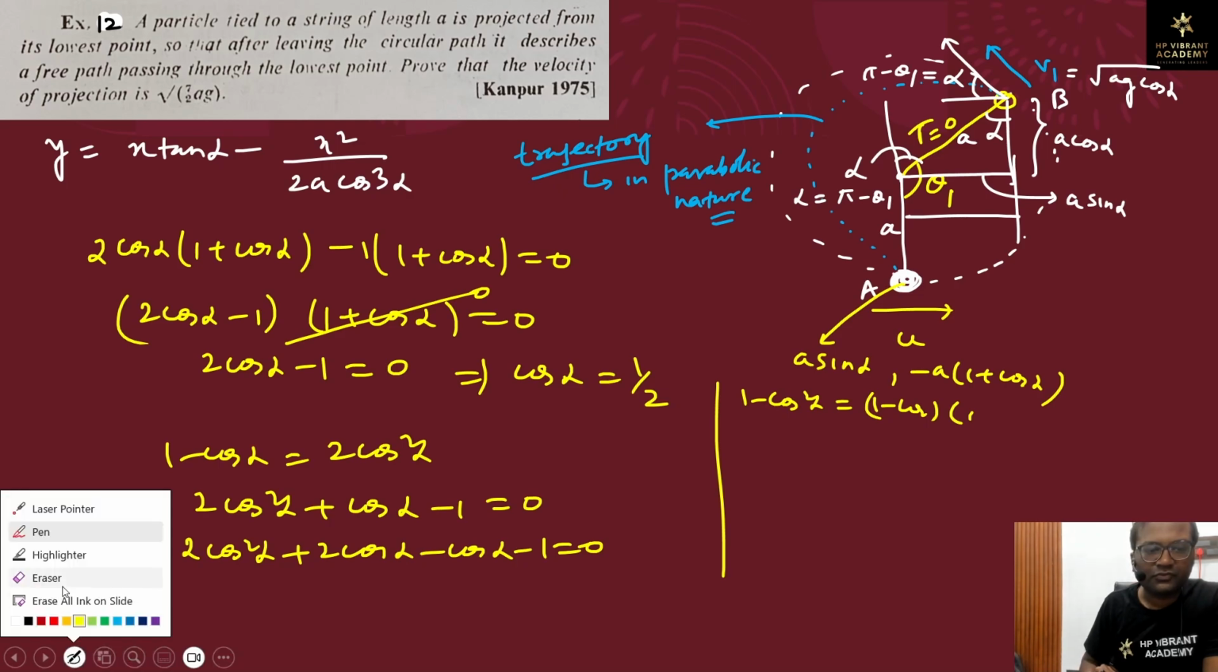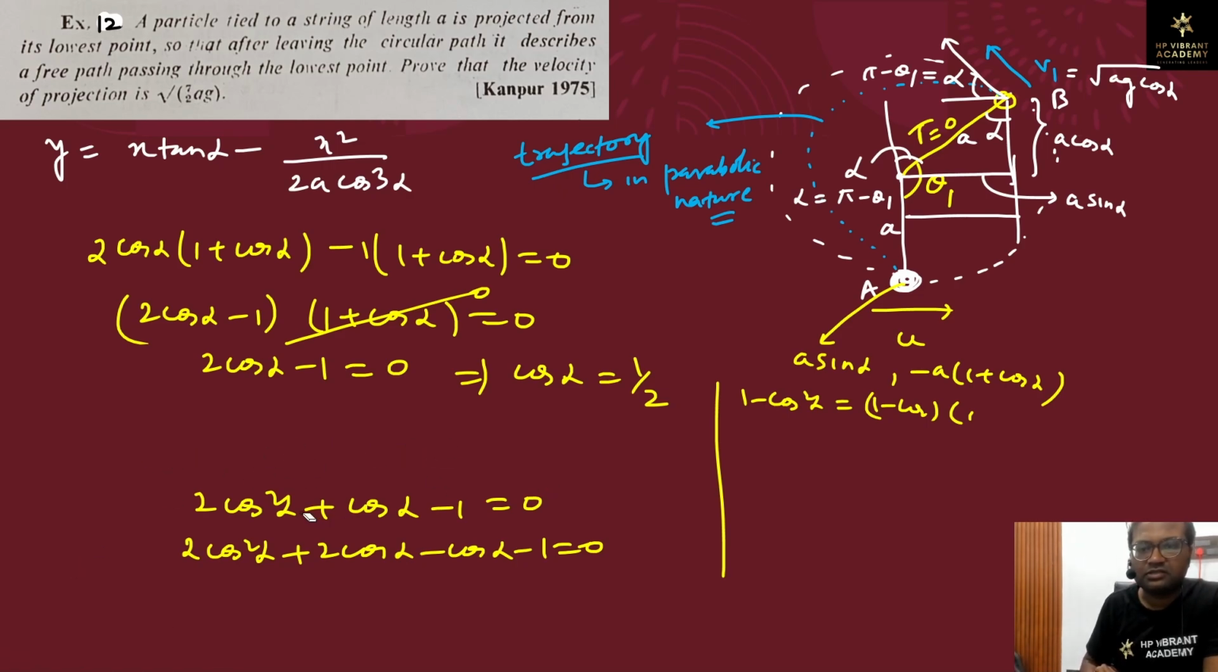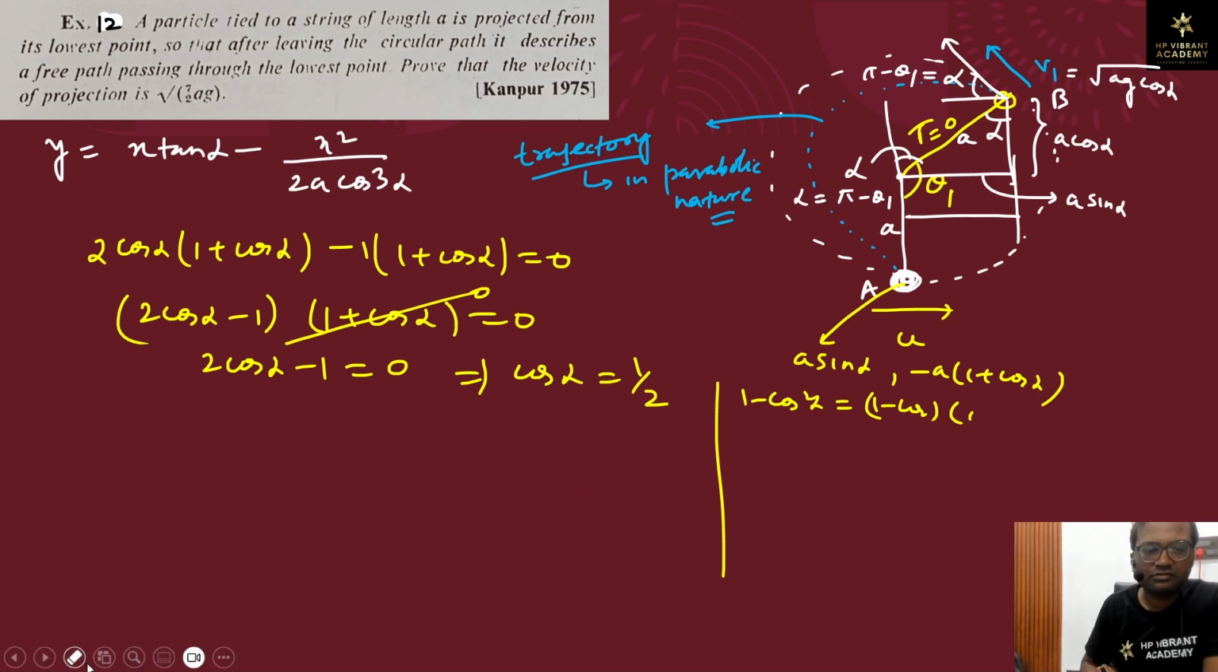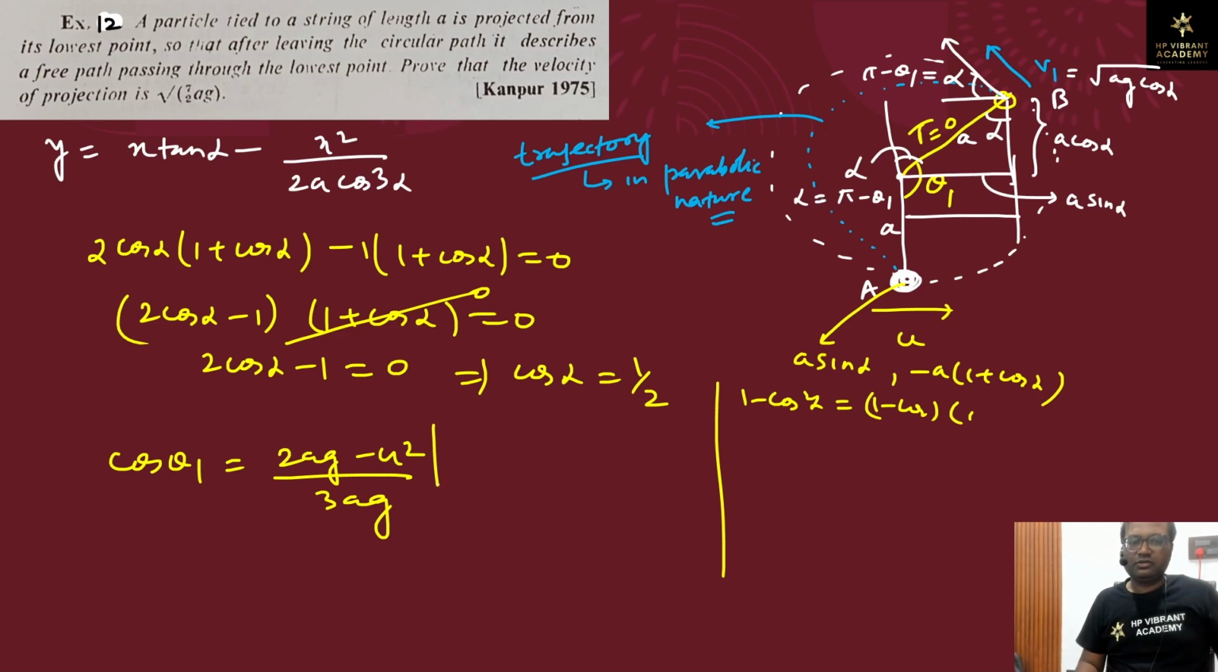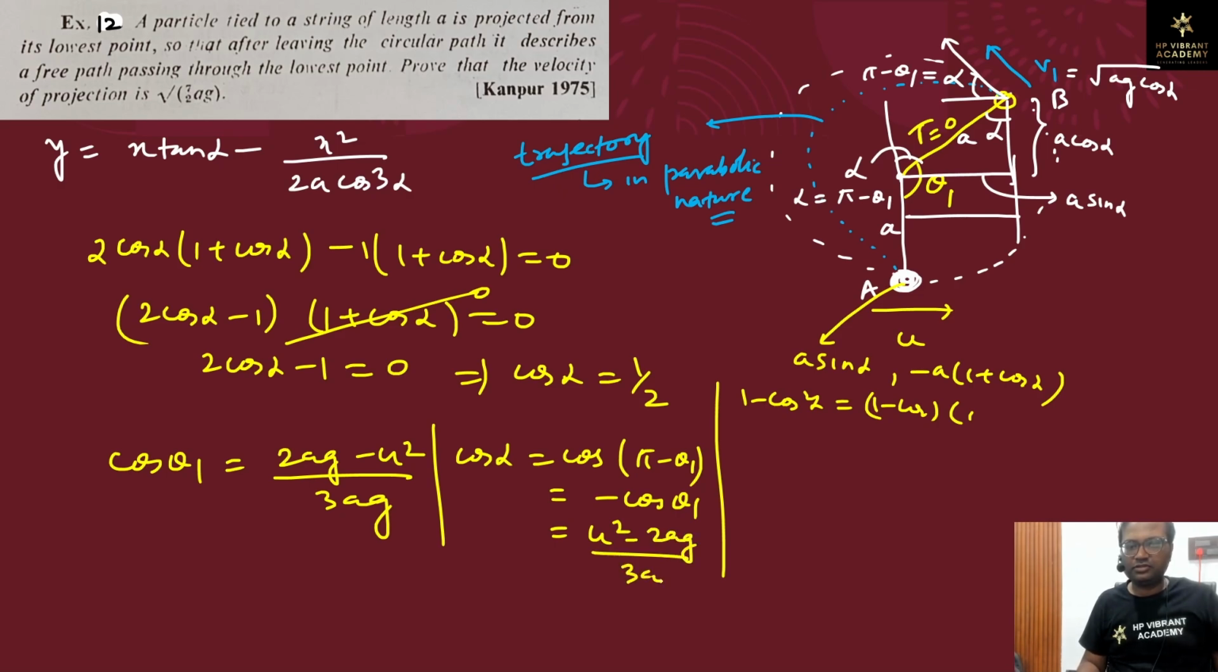Okay. So what we are having is that we have found the value of cos theta 1. The cos theta 1 is equal to (2ag minus u square) upon 3ag, and cos alpha is equal to cos of (pi minus theta 1) is equal to minus of cos theta 1. This will be equal to (u square minus 2ag) upon 3ag, and this is equal to half.